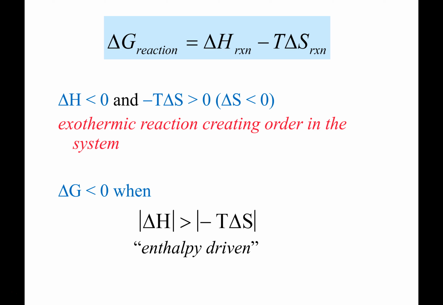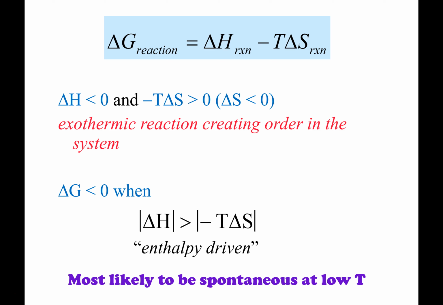So I have two more scenarios. Oh, one more thing about this. Does this make sense? If I want my enthalpy term to take over and my T delta S term to be small, then the temperature is more likely to be low. Okay.